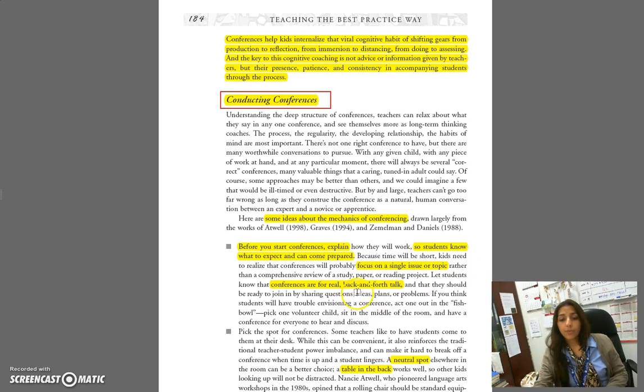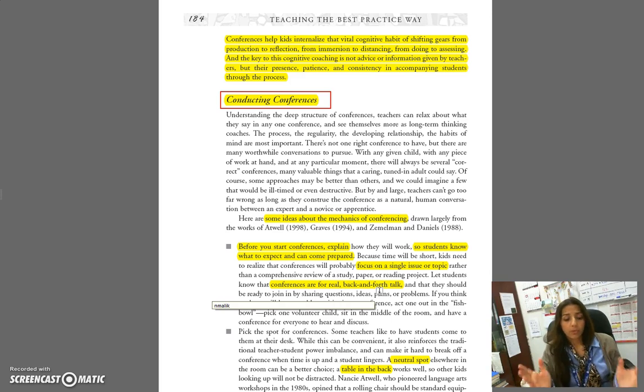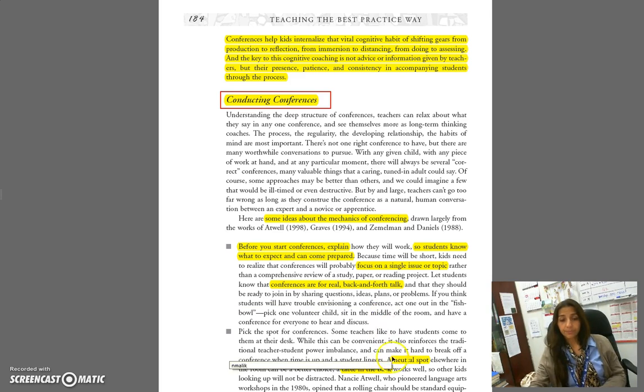So conferences are real back and forth talk. Back and forth means it's not just one person who's talking all the time. It's not like an interview of the student where the student only talks. In between, the teacher can ask questions which are guiding the student into thinking, into improving, into finding solutions to their problems. And this is why it is back and forth. So it's a communication between both the teacher and the student. But yet, the student does more talking than the teacher.